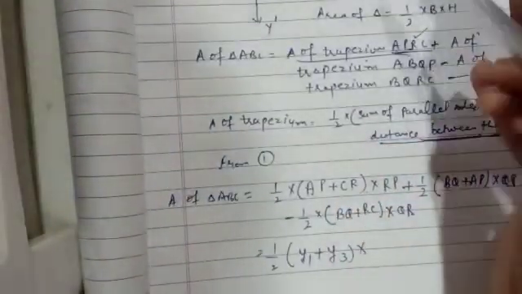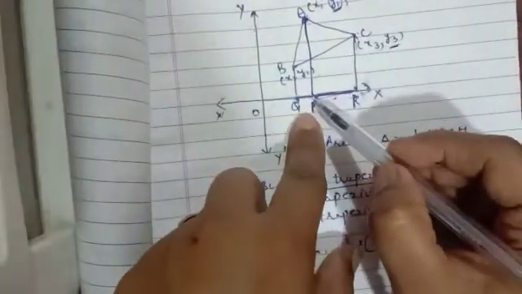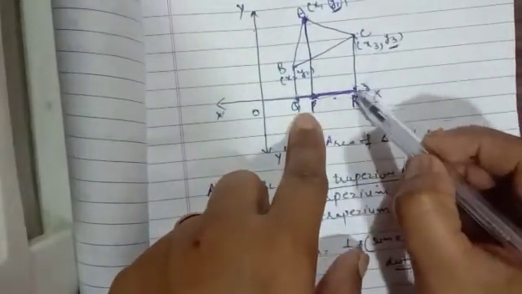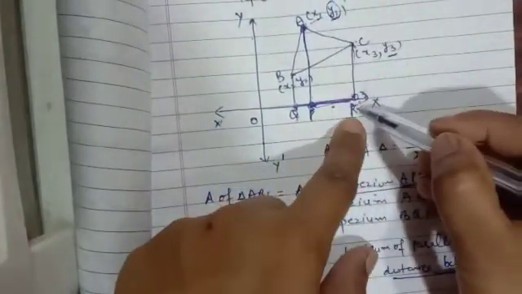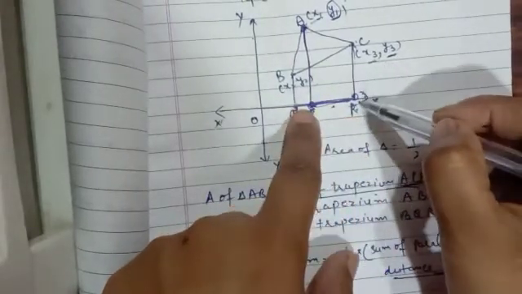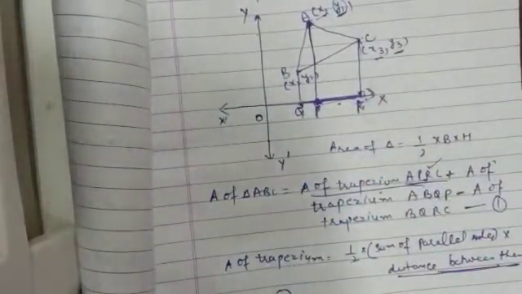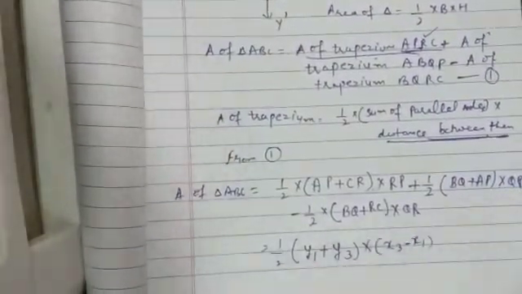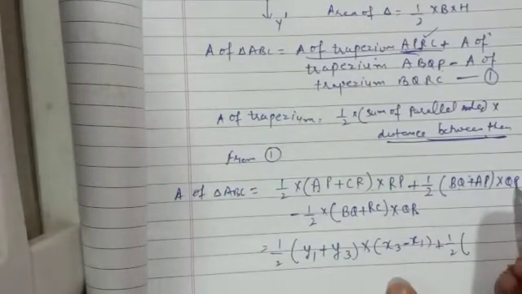Then we may consider RP. You may see from here that RP is the distance on the x-axis, the distance between the points P and R. On P the x coordinate is x1, and for R the distance from origin is x3. So the value of PR will be x3 minus x1. You may put x3 minus x1 here for RP. Then plus, similarly we will fill the values of BQ, AP and QP.